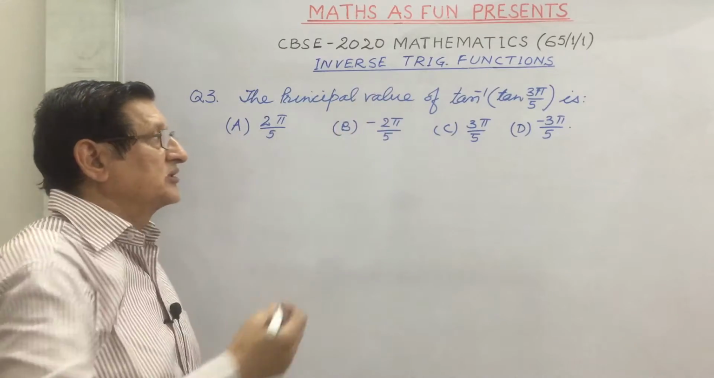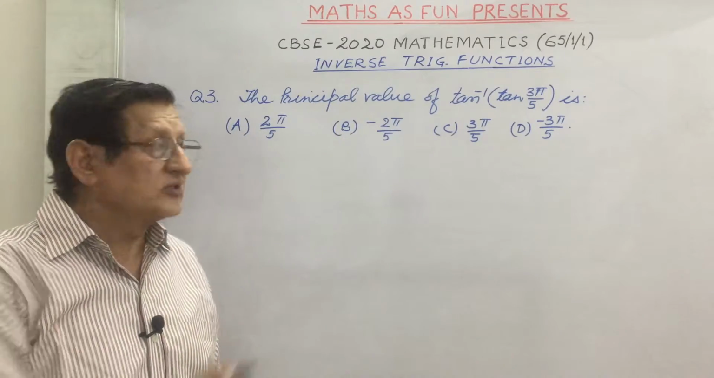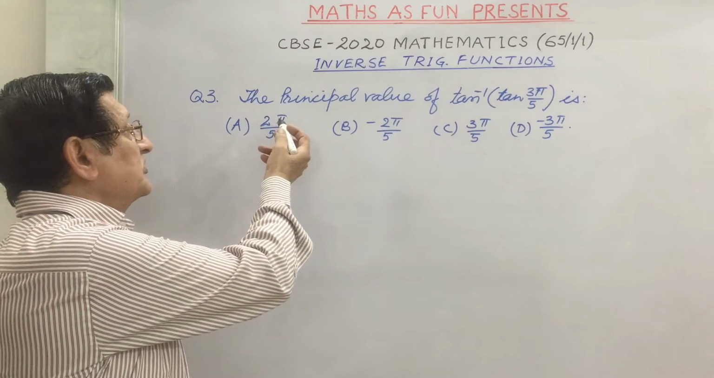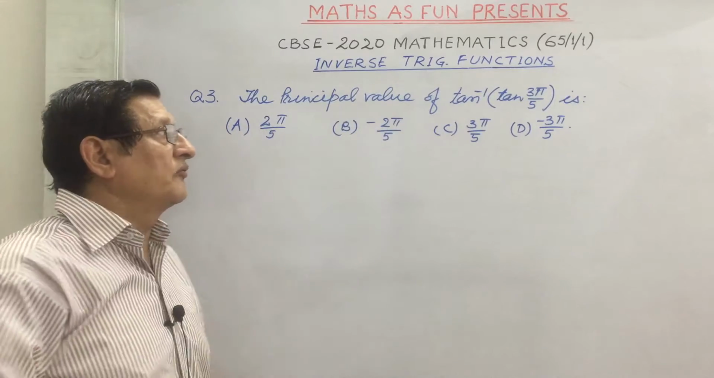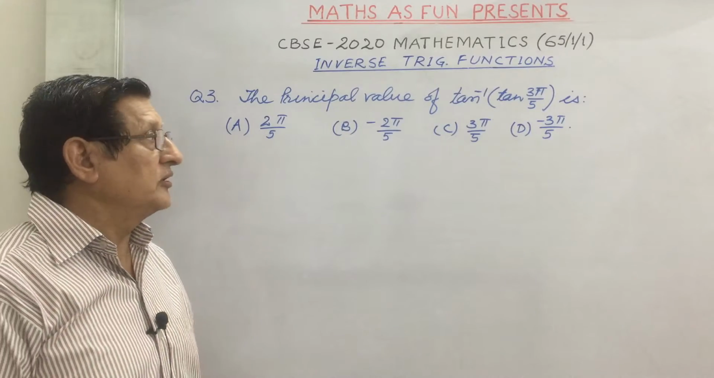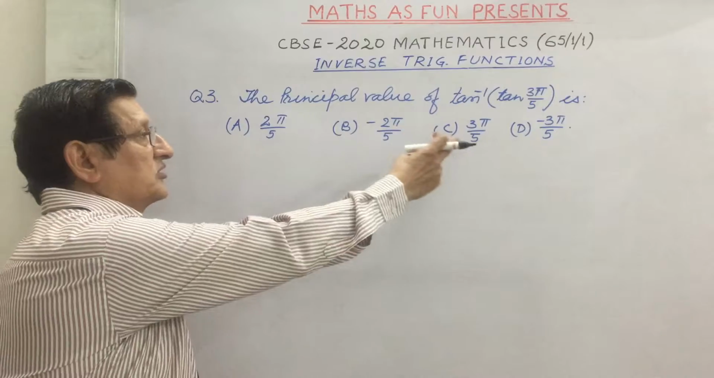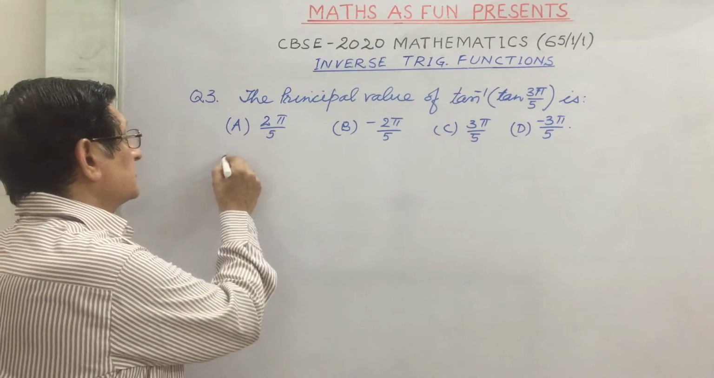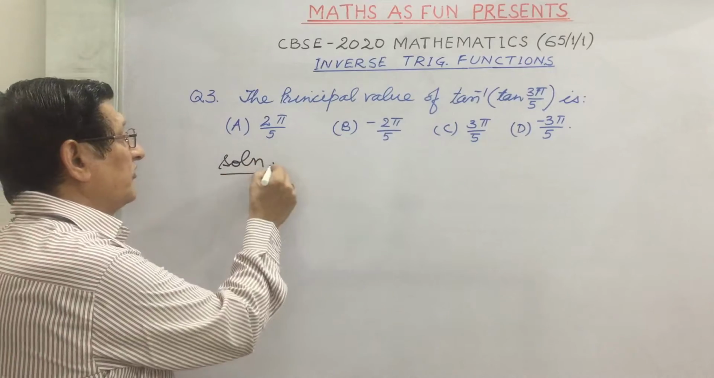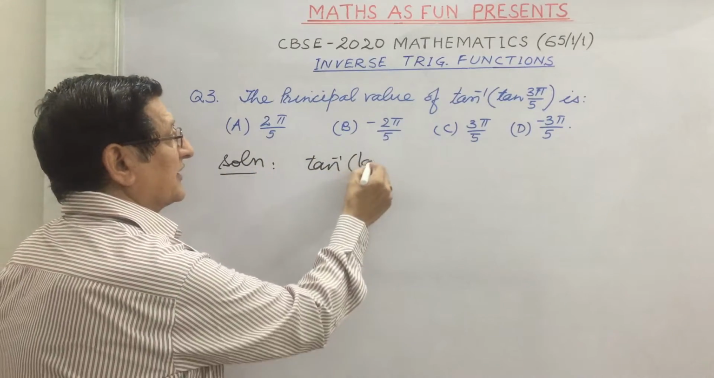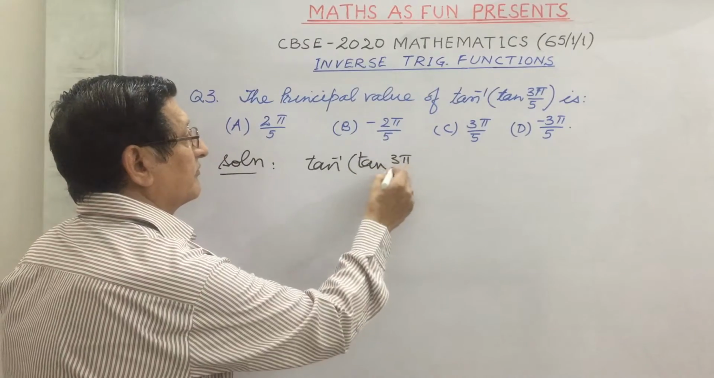In the chapter 2, that is inverse trigonometric functions, the first question was question number 3, an MCQ: the principal value of tan inverse tan of 3 pi by 5 is, and four options were given. To write the solution of this, we have to see what is given to us, that is tan inverse tan 3 pi by 5.